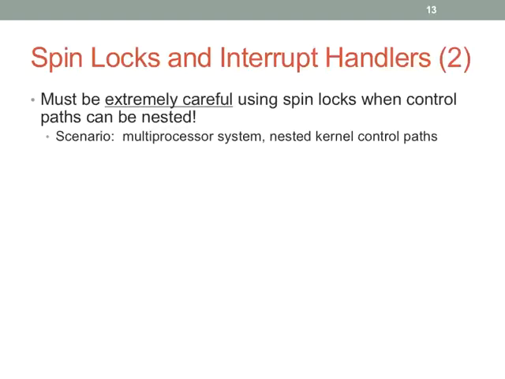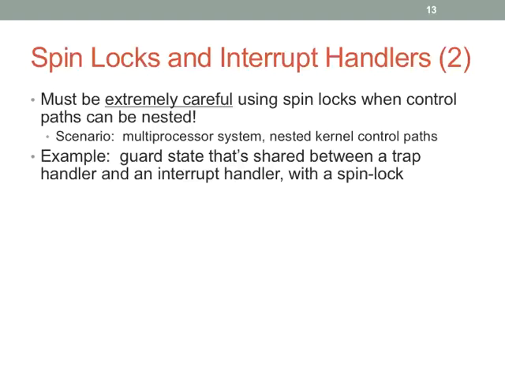If control paths can be nested, then you can get into all kinds of hurt. So spin locks, you can see, are a very powerful tool, but they're a very limited tool. Okay, so let's say I have nested kernel control paths, and I have some state that's shared between a trap handler and an interrupt handler. And I decide to guard that state with a spin lock. Okay, the interrupt handler can interrupt the trap. The trap handler probably won't be able to interrupt the interrupt handler. Who calls traps from interrupt handlers anyway? That doesn't make any sense. So the trap handler acquires a spin lock. Good, I'm using spin locks. I'm trying to be clever. Right? So the trap handler acquires a spin lock.